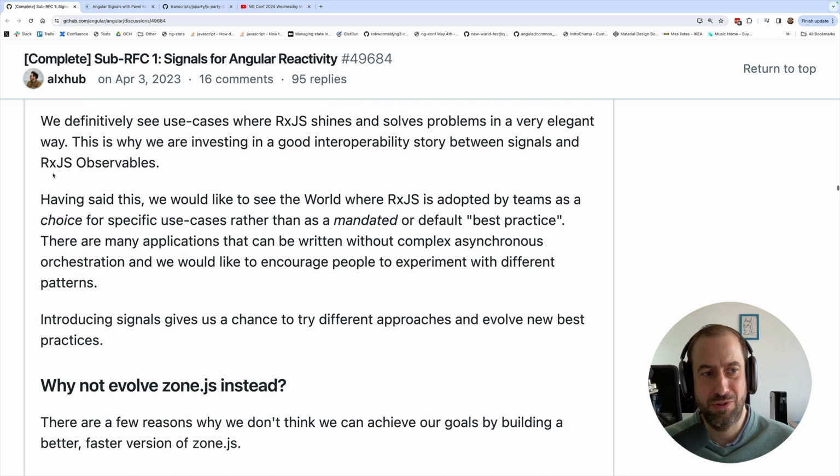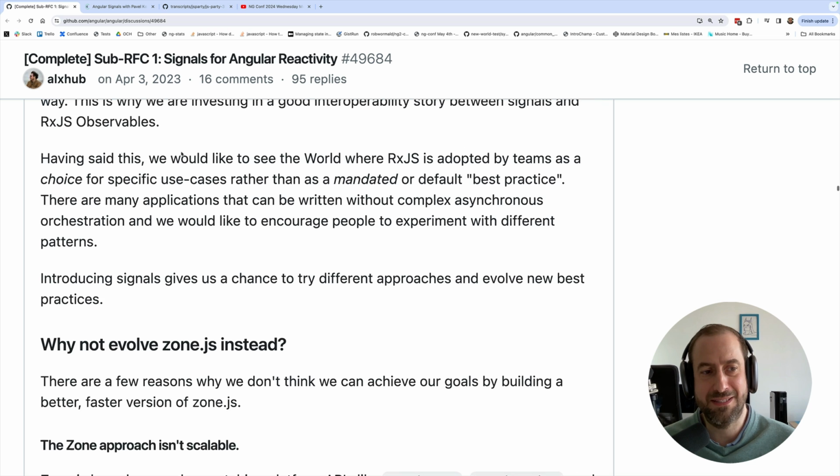Right now, let's continue. What does the Angular team think about RxJS? We definitely see use cases where RxJS shines and solves problems in a very elegant way. This is why we are investing in a good interoperability story between signals and RxJS observables. So again, RxJS is a great fit for certain particular use cases. I guess that what is implied here is that it's not a great fit for everything. Let's see what they say in the next sentence.